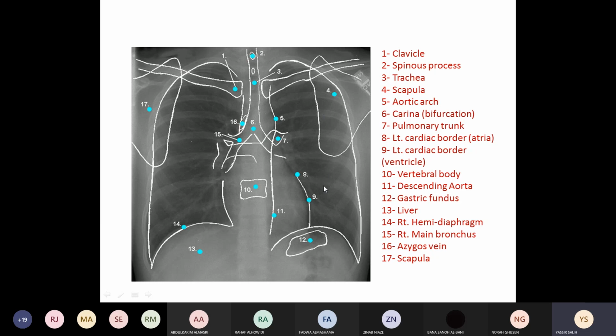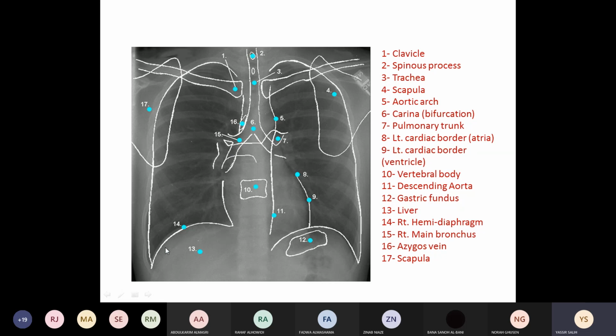First, we said we have two lungs on both sides which show symmetrical translucency, because they contain air. Therefore both lungs must be equally or symmetrically translucent. And this is the trachea in the center. Normally it should be in the center or slightly deviated to the right. The trachea bifurcates into right and left main bronchus at this point, which is called the carina, the point at which the trachea bifurcates into right and left main bronchus.